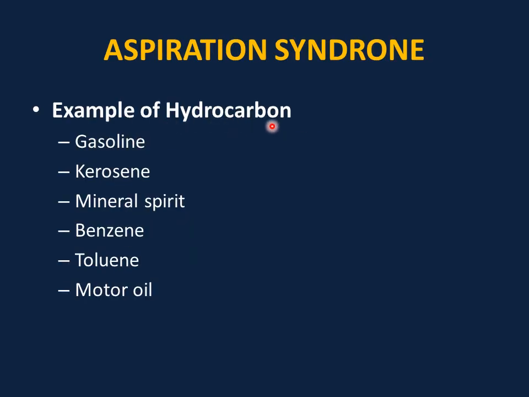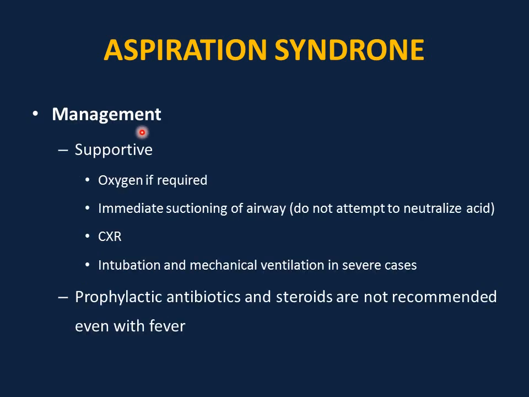Hydrocarbon may be ingested accidentally by children and can cause aspiration syndrome. Examples of hydrocarbon: gasoline, kerosene, mineral spirits, benzene, toluene, and motor oil. Management of aspiration syndrome is supportive. Oxygen if required. Immediate suctioning of the airway. Do not attempt to neutralize the acid. So suction the airway, ensure the child is breathing fine, and do not neutralize the acid.